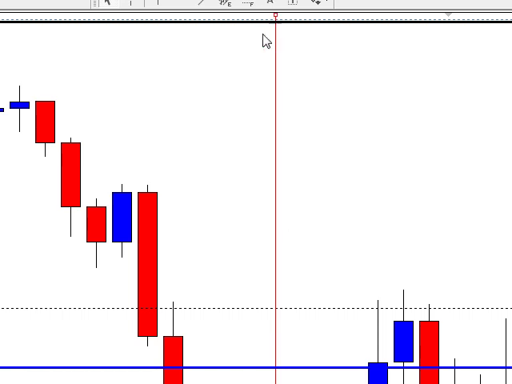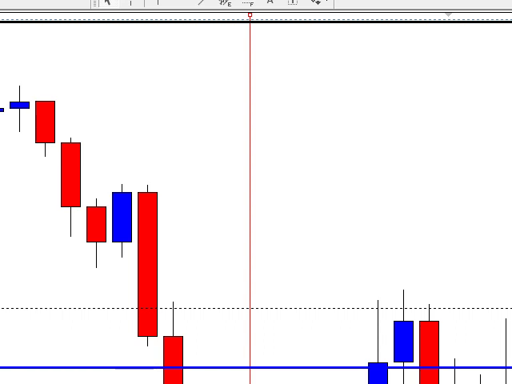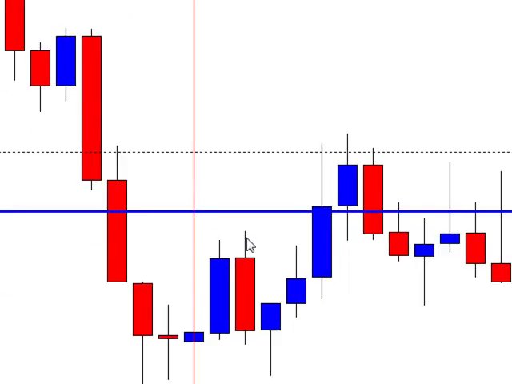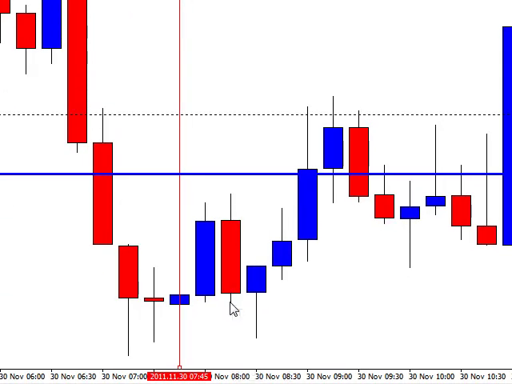Okay, rallied up. Then this one opened up, went a little bit higher, came back down. Okay, closed here. This one opened up, came lower, then came back up. Okay, and they bought off the bottom here. Here's the buy fake on the 15-minute.